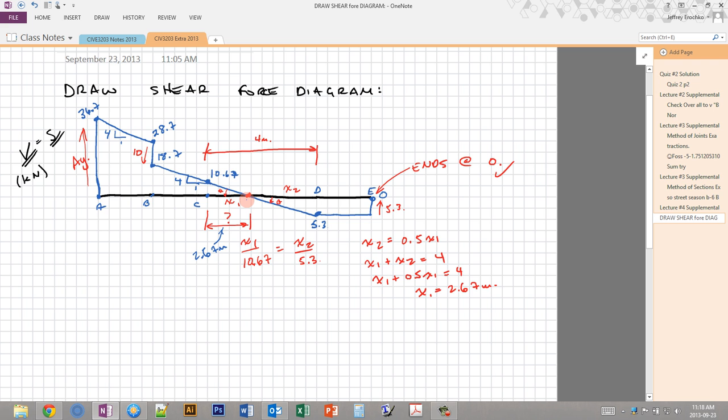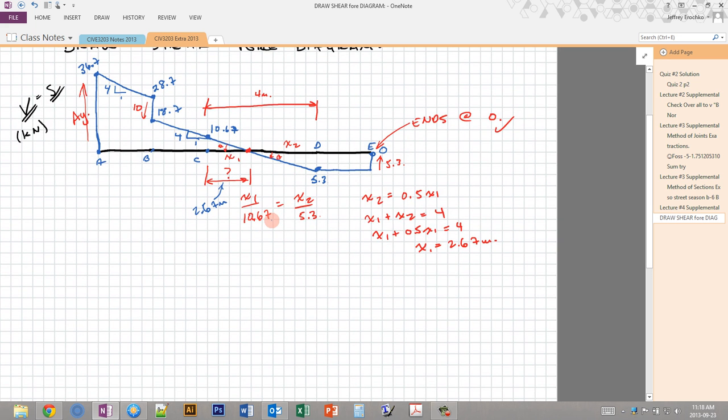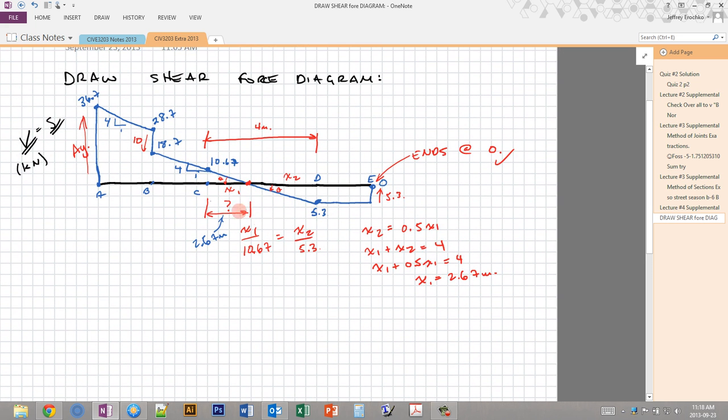Great, so now we know where that maximum is. You can see that's more than halfway between C and D, so it's somewhere over here. If you drew these exactly to scale on graph paper and used a ruler, you could just measure it. Okay, so now we know the full shear force diagram.